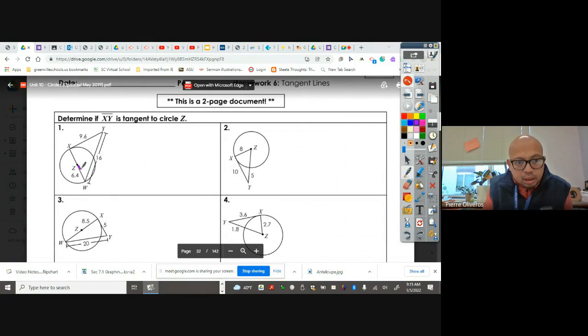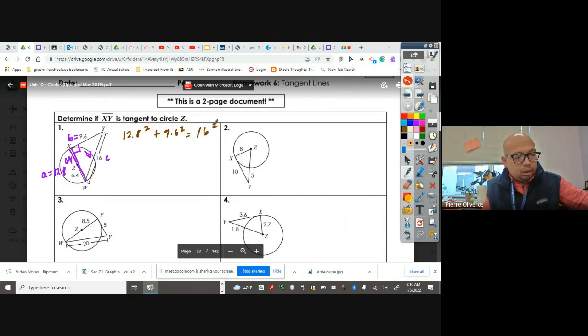Remember that this one here is 6.4 and that's also 6.4. So this side of the triangle is 12.8, right? Because this is 6.4 also. So therefore my A here is 12.8, my B is 9.6, and C is 16 because the 90 degrees right here is opposite to that one. So therefore, I'm going to have 12.8 squared plus 9.6 squared is equal to 16 squared.